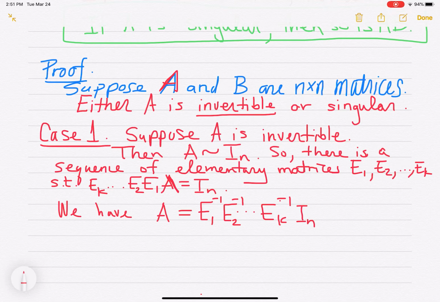So in other words, A is going to be what? E1 inverse, E2 inverse, EK inverse. And remember that these are actually elementary matrices themselves, right? Inverses of elementary matrices are elementary matrices. It turns out that A is a product of elementary matrices. So now let's take the determinant of AB.